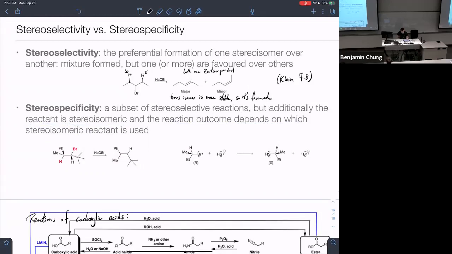So let me walk you through why that's the case. If we redraw this starting material in the Newman projection, looking down that carbon-carbon bond, we have the hydrogen there, methyl group there, phenyl group there. And then in the back carbon, we have bromine on top, hydrogen there, and tert-butyl there.